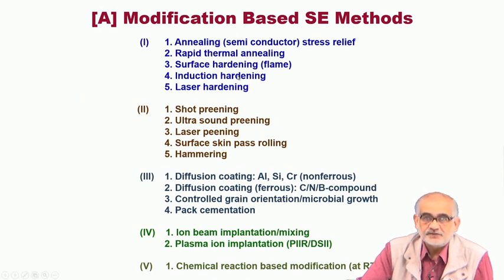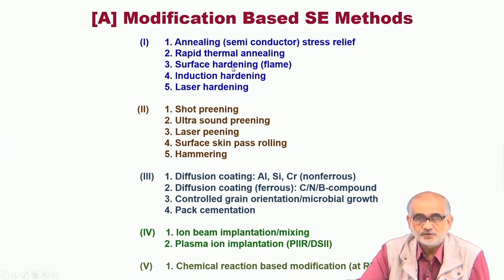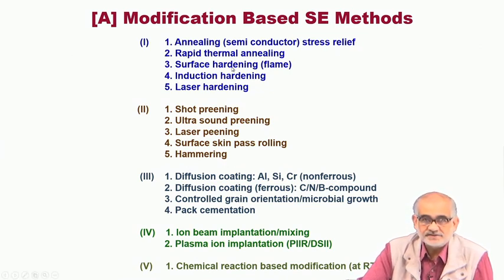heated up. Now, while heat transports from the surface to the core, within a very short distance the temperature comes to a very low level. As a result, the bulk of the material remains at room temperature, only the surface gets heated up, and because of this heating and cooling cycle, the microstructure undergoes certain change.